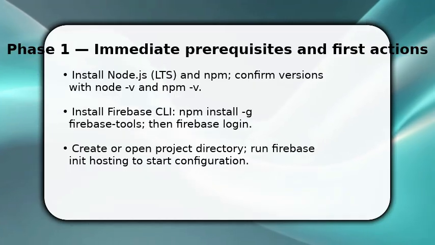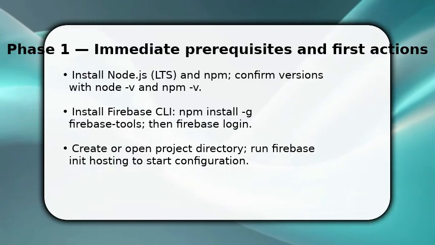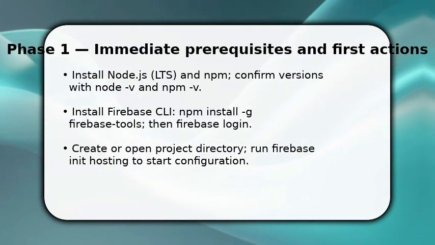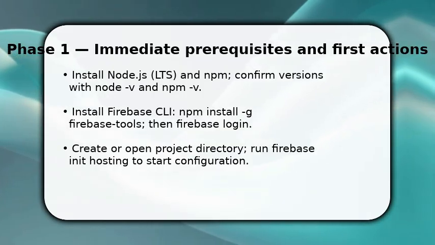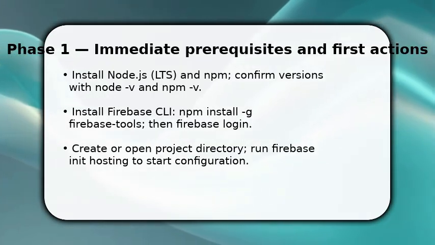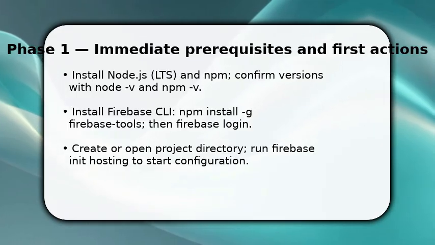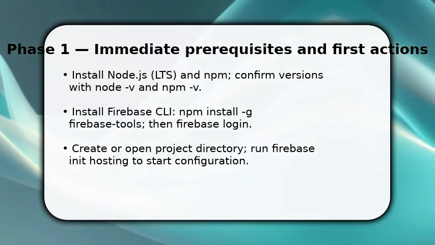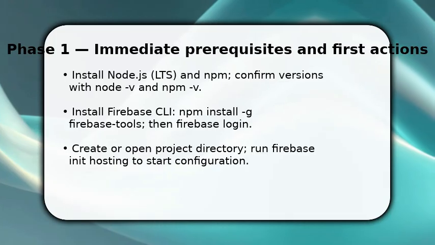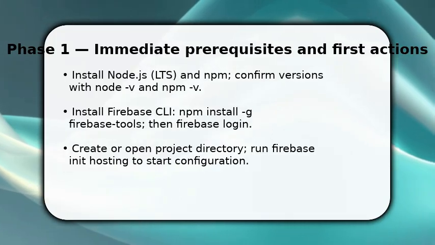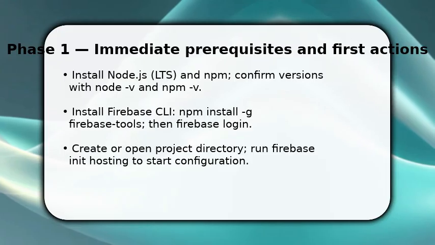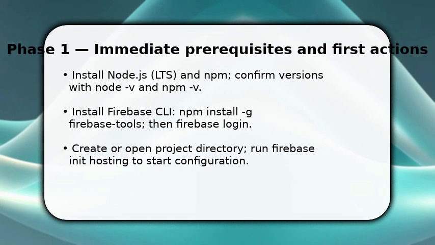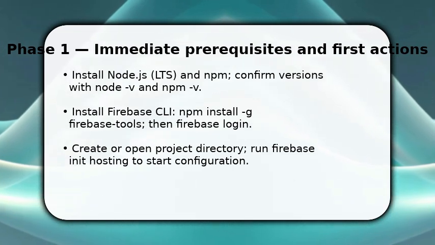You start by preparing your environment so the rest moves fast. Install Node LTS and the Firebase CLI, then authenticate with firebase login so the CLI can access your projects. Once done, open your project folder and run firebase init hosting. Choose an existing Firebase project or create a new one, set a public directory, and pick single-page app options if needed. These first actions create firebase.json and set up files the deploy process will use.